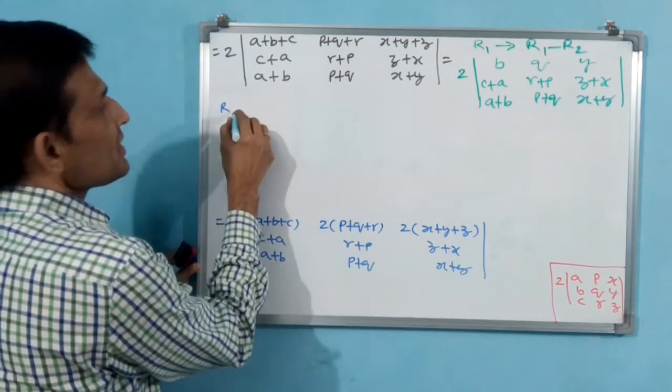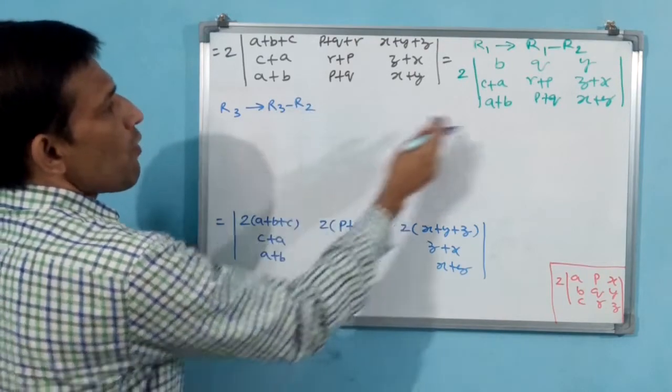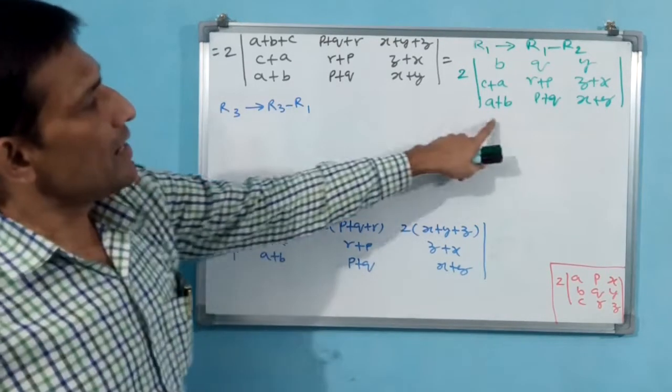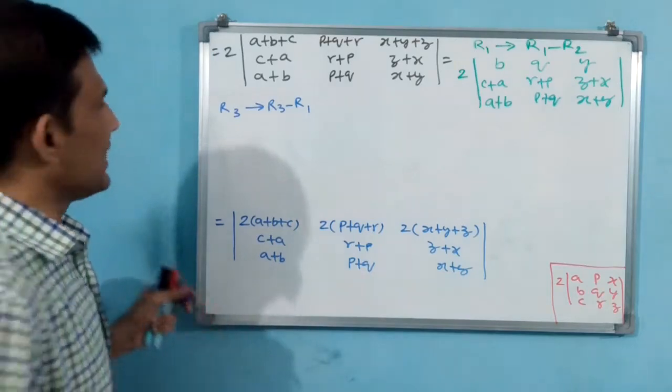Okay. Change is in R3. What is the change? R3 minus R1. A plus B minus B, the plus B minus B is going to get cancelled.